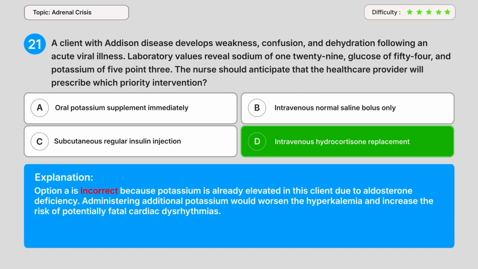Option A is incorrect because potassium is already elevated in this client due to aldosterone deficiency. Administering additional potassium would worsen the hyperkalemia and increase the risk of potentially fatal cardiac dysrhythmias.